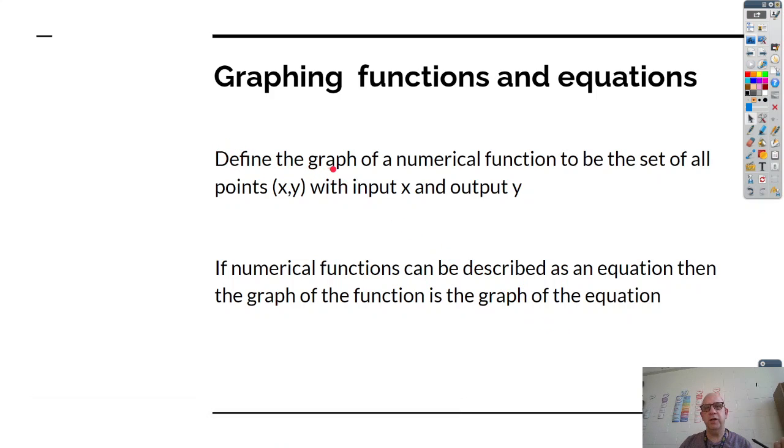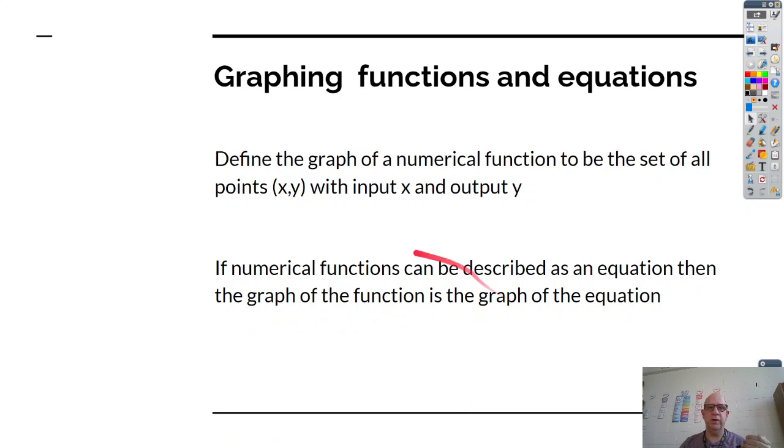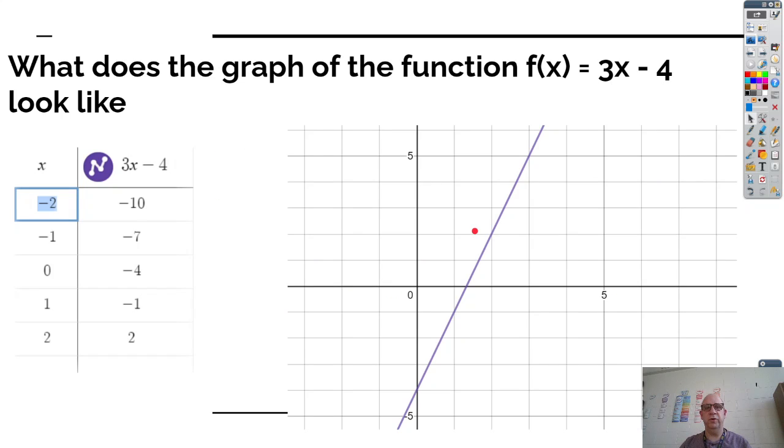So if we define a graph of a numerical function to be the set of all points where x is the input and y is the output. First of all, functions don't have to be numerical, but if they are numerical functions described as an equation, then the graph of the function is the graph of the equation. So if I have a numerical function, it's basically an equation, and the graph of that equation is also the graph of the function. But we want to look at more than just that.